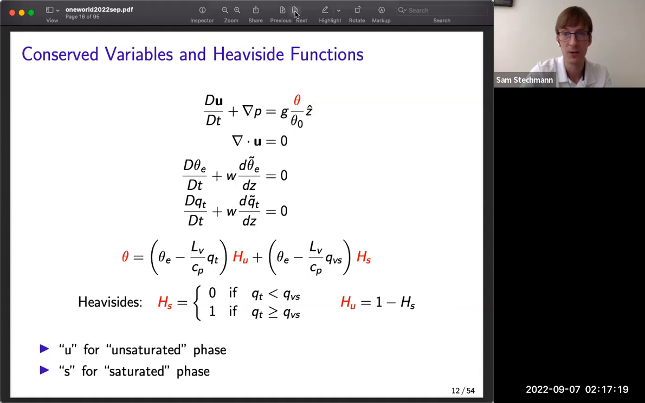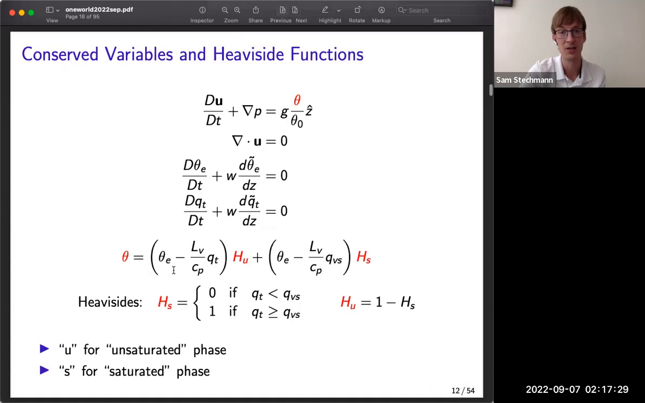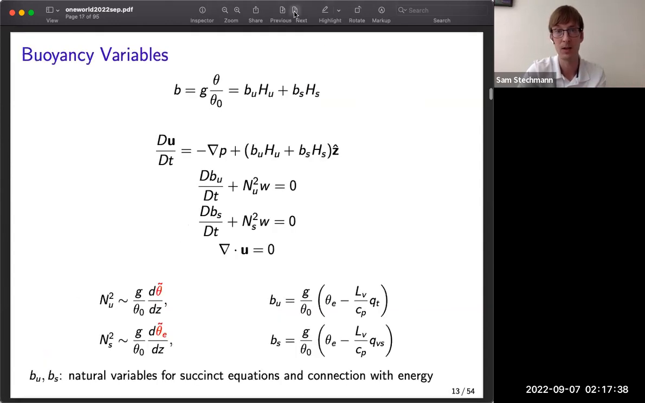Okay, and from here, there's just one more step, and it's to get the system in terms of these buoyancy variables. So that expression we had for theta on the previous slide, I can just define as a new variable. I'll call it BU for the unsaturated buoyancy and BS for the saturated buoyancy. Then my buoyancy takes this form right here with the Heavisides explicit, and I can write the evolution equations for BU and BS by using the evolution equations for theta E and QT. And so now the system takes this really nice form, and it looks very much like the dry system.